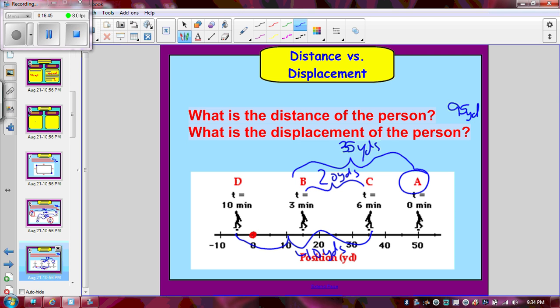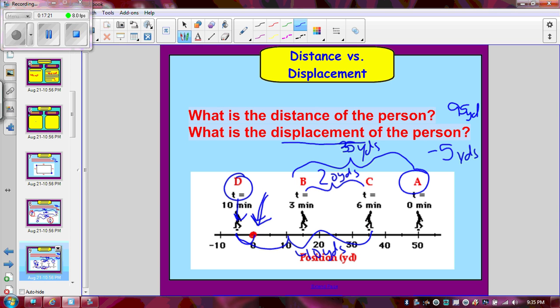Now remember, displacement is how far from the origin. Remember, the origin is right here, and the person ends up at spot D, which is right here. Notice that the person ends up being negative 5 yards from the origin. So that's the displacement of the person. Remember, displacement is defined as the distance from the origin. And in this example, the origin was predefined for us right here based on this scale.